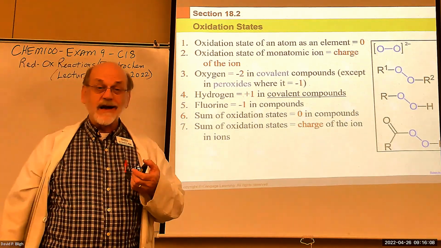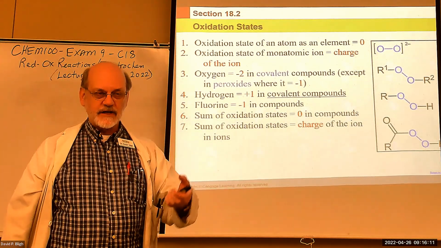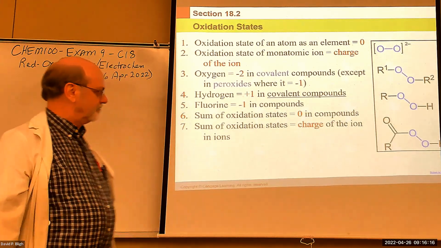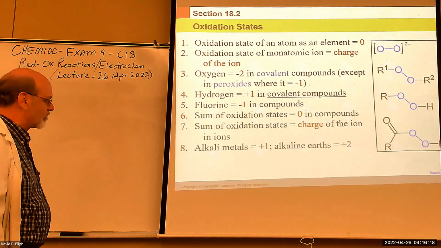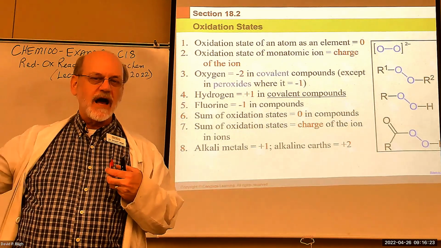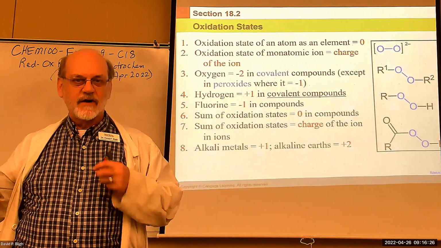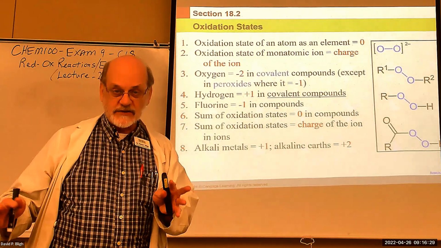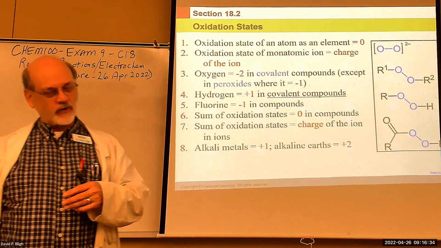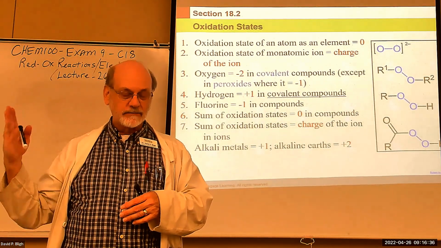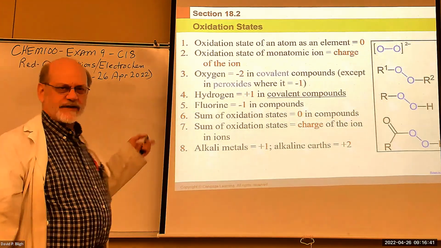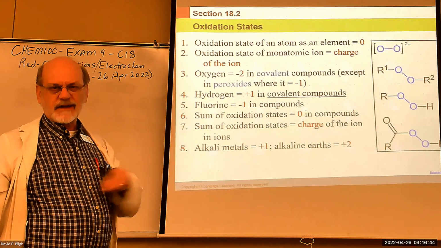If you have a polyatomic ion, then all the oxidation states have to add up to the charge on the ion. If you're looking at the first column of elements, the alkali metals, they're always +1 oxidation state. And the alkaline earths, their next door neighbors in the second column, are +2. I think I left out aluminum. If aluminum's in there, it's always +3.